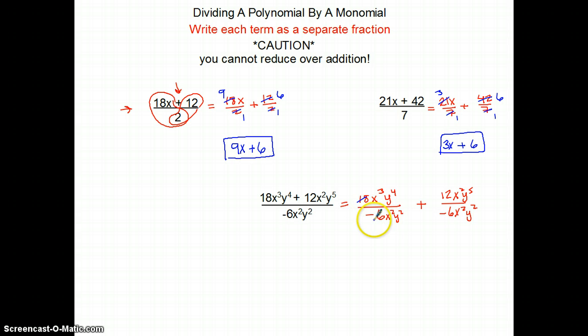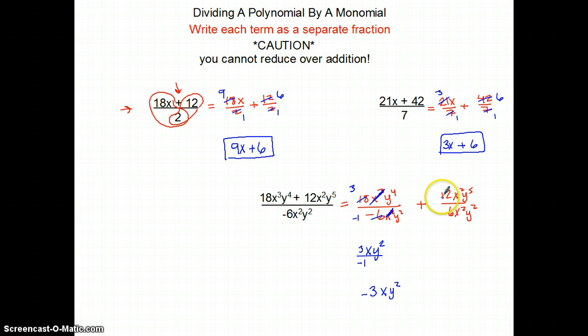18 and negative 6 reduce to a 3 and negative 1. So I end up with a 3 on top, negative 1 on the bottom. X to the third on top and x to the second on bottom reduce to simply x to the first, or just x in the numerator. My y's reduce. I have y to the fourth on top, y to the second on bottom. So that reduces to y to the second in my numerator. This negative can be brought to the top, leaving me with simply negative 3x y to the second.